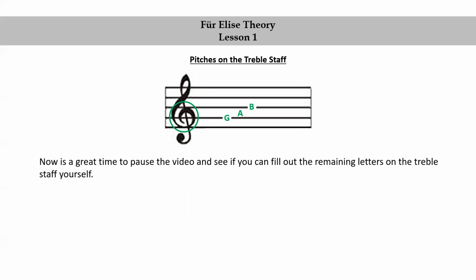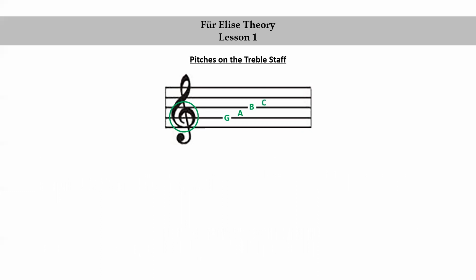Now is a great time to pause the video and see if you can fill out the remaining letters on the treble staff yourself. Okay, so we have a C in the space above the B, followed by a D, E, and then F. And then going backwards from the G, we have an F and an E.